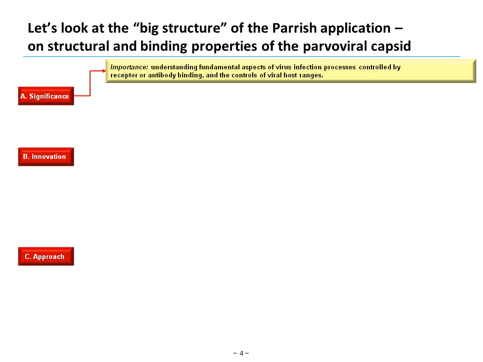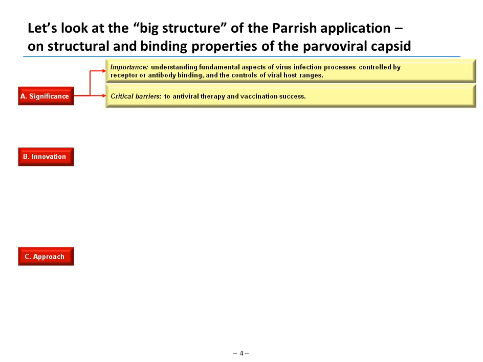First, in significance, he specifically highlighted the importance of this work, and he was extremely general. He said it's important to understand the fundamental aspects of virus infection processes controlled by receptor antibody binding, and the controls of viral host ranges. Then he explicitly stated the critical barriers. The critical barrier here is, if you don't really understand how the parvoviral capsid works, you're not going to be able to advance antiviral therapy and vaccination approaches.